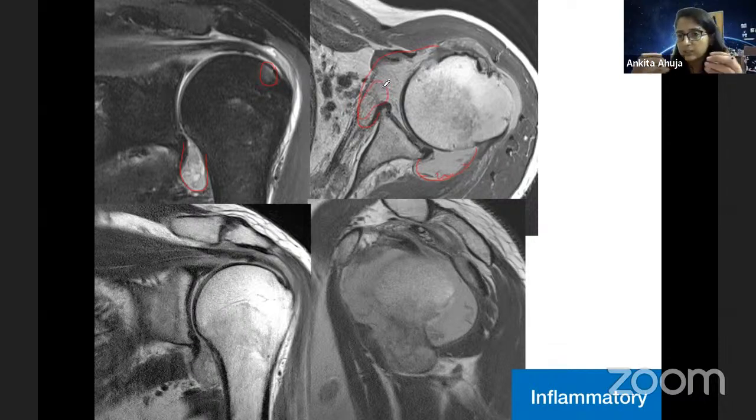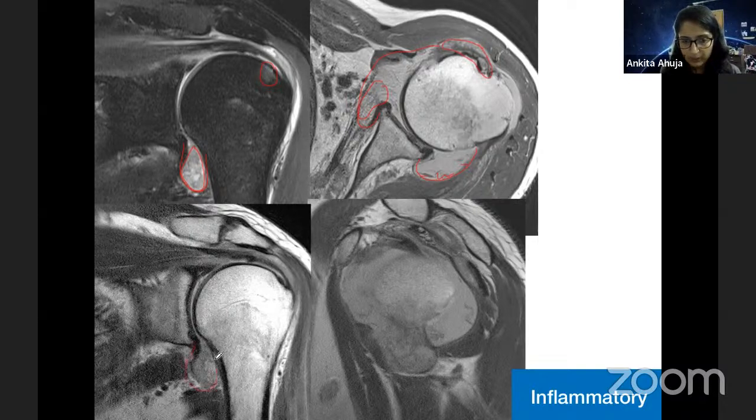So anything within the joint effusion which is a little brighter or a little darker as compared to the effusion, if you see here, this is not a clear fluid. There is something lying within the fluid. So this is synovial thickening which is lying within the fluid. And over here also, there is some synovial thickening which is extending within the biceps tendon sheath as well.